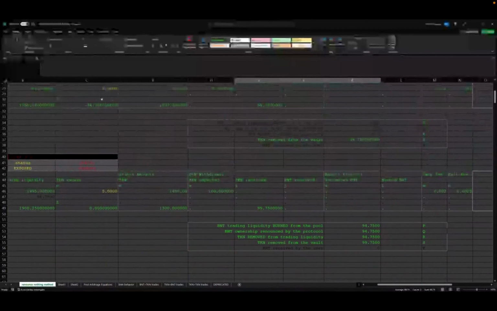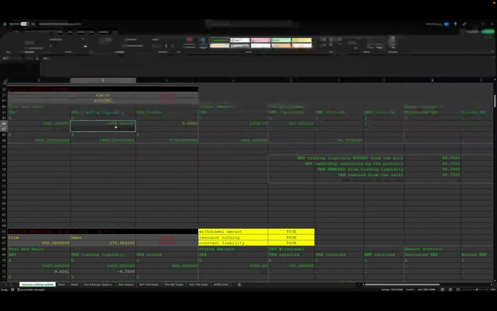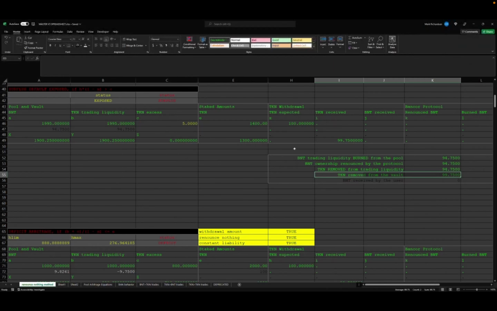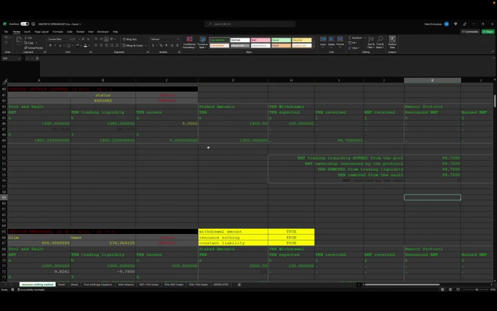In the case where we're covering it exclusively with the excess, then you really just have to remove TKN from the vault. There's not a whole lot more left to do there. But in this case, you've actually got to do quite a lot. And that's because as you're removing TKN trading liquidity, you also need to remove BNT trading liquidity. So we're still burning BNT. The protocol then has to renounce ownership of that BNT. We have to remove TKN from the trading liquidity, and then we need to return all of those TKNs back to the user. So this is the last ditch effort of the protocol with regards to surplus logic.